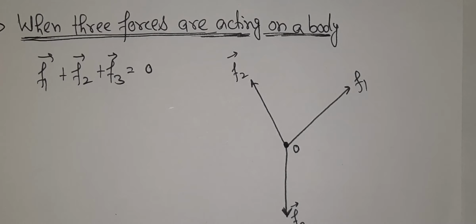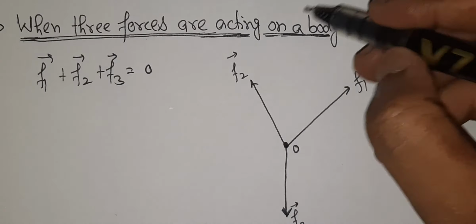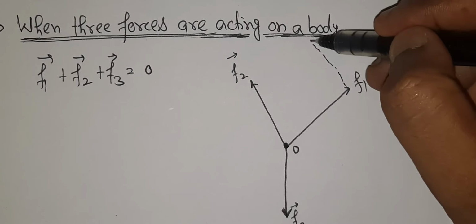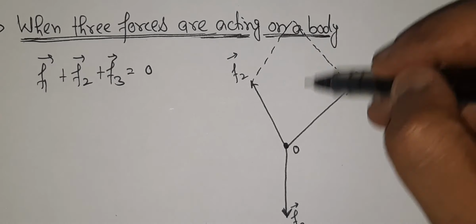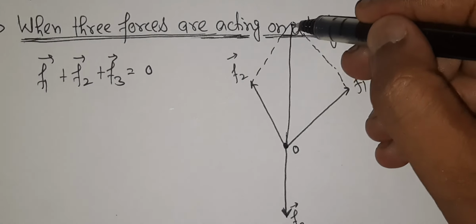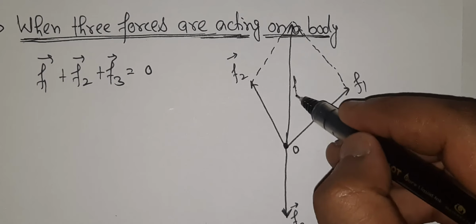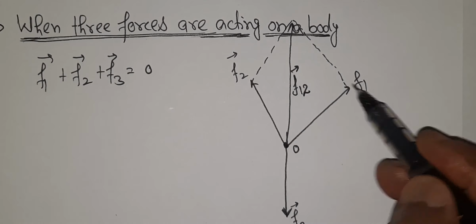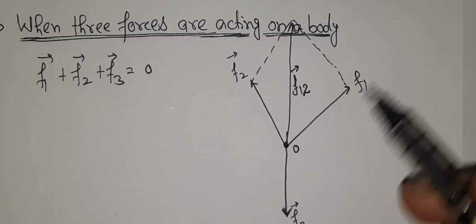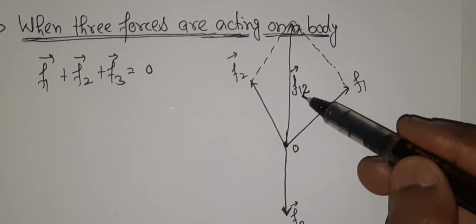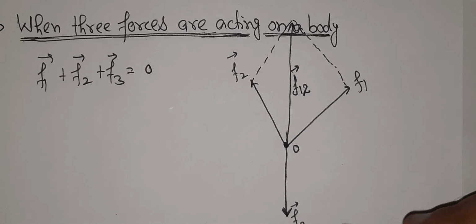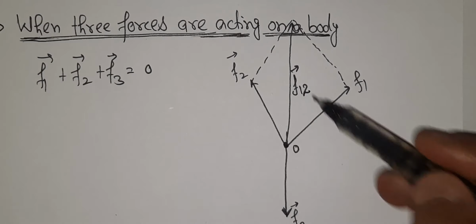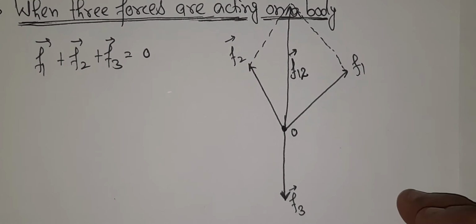Now when will this happen? This will happen only in the situation when, suppose we take the resultant of F1 and F2. The resultant of F1 and F2 will be somewhere here, like this. This is F12, the resultant of F1 and F2. So the resultant of these two vectors is cancelled by the third vector, meaning the resultant of these two forces is cancelled by the third force acting on the body.